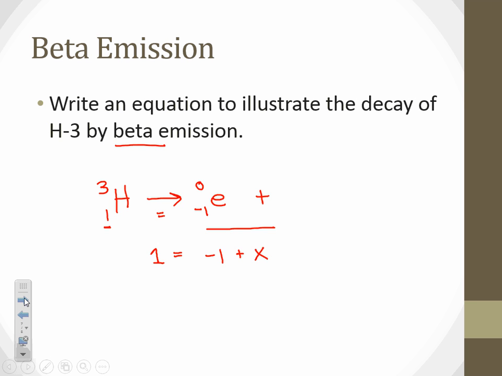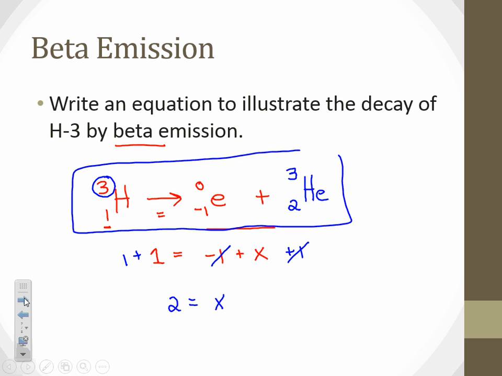I'm going to add 1 to both sides. And notice minus 1 and positive 1. I have X equals 2. So 2 is the element I have. Go to your periodic table. Which element is 2? It's a helium nuclei. And the mass here, I have 3 with a 0, so I know it's helium-3. So there's the equation.